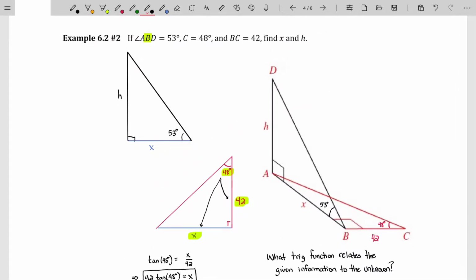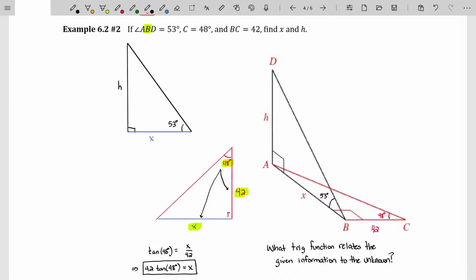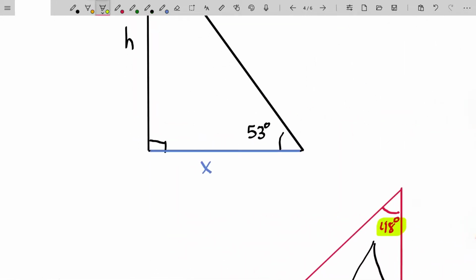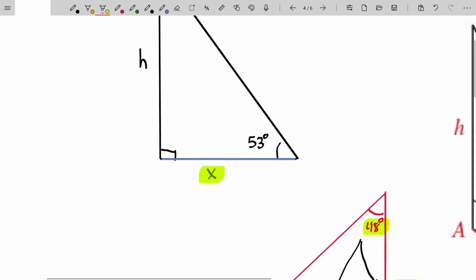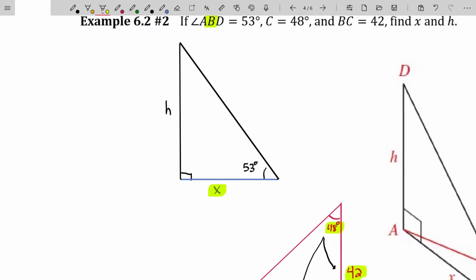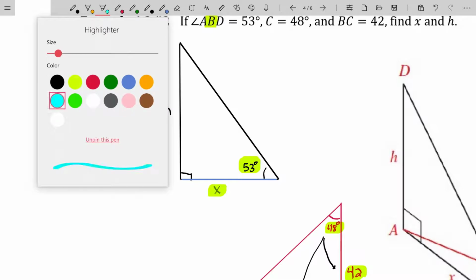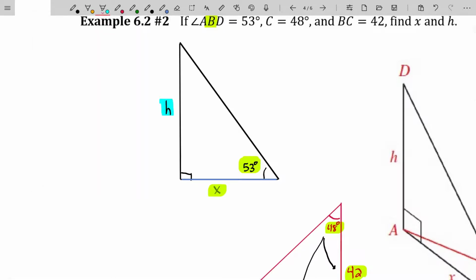So I'm going to go over to the second triangle. Now that we know what X is, we know this value of X is 42 tangent of 48 degrees. We now need to relate the known information in this triangle to the unknown information. The known information is 53 degrees and X, and the unknown information is H. What trig function relates 53 degrees to this opposite and this adjacent? Again, it's going to be the tangent. It will not always be that way, but in this case it is.